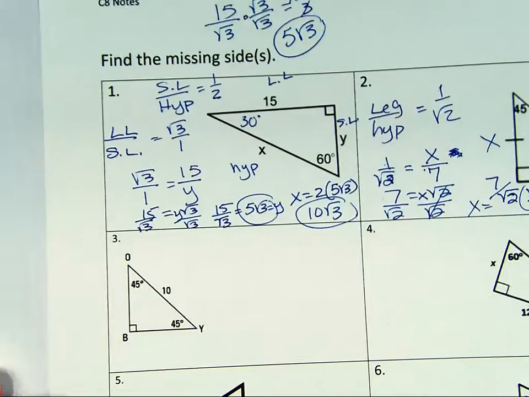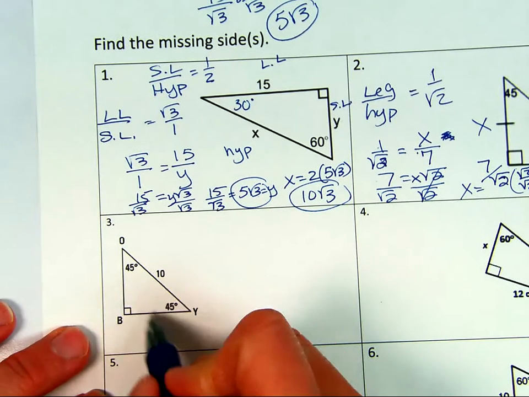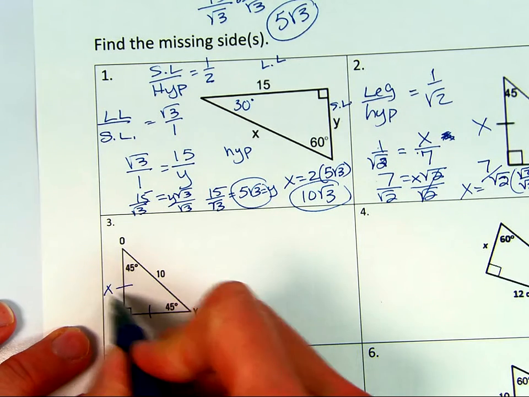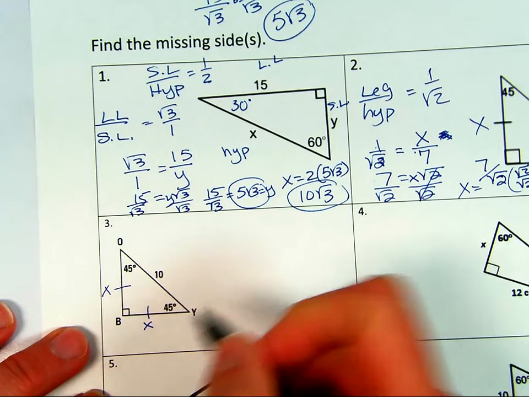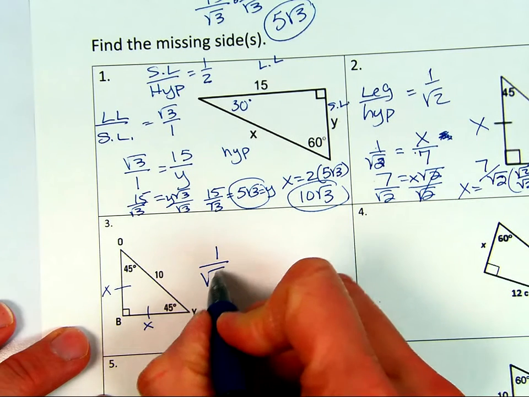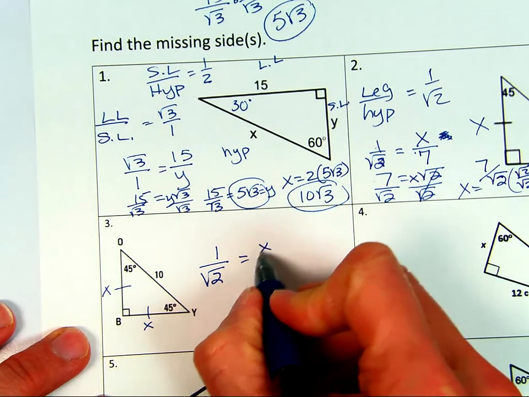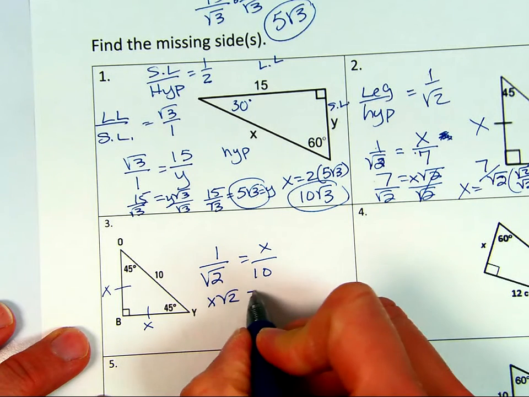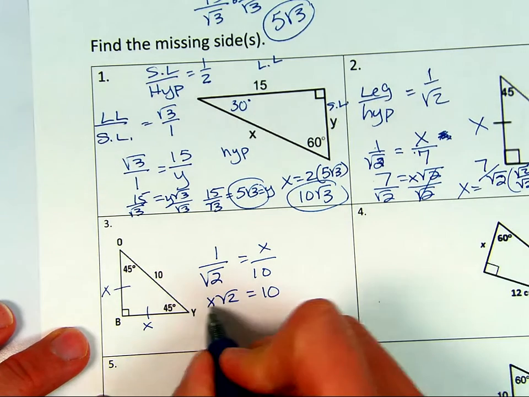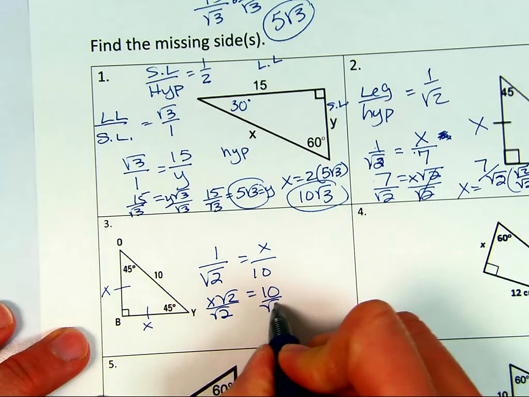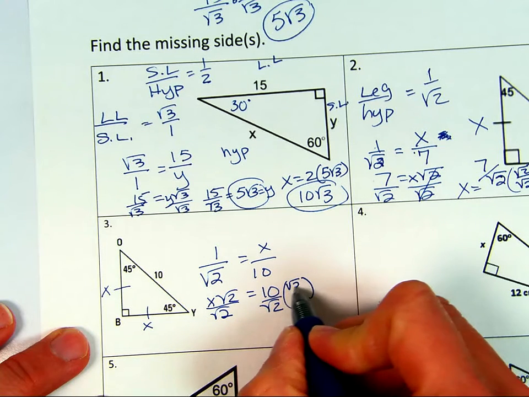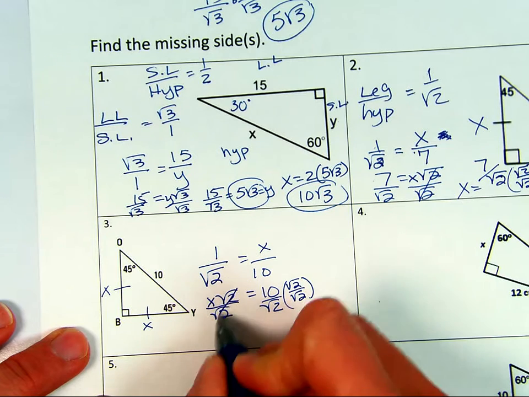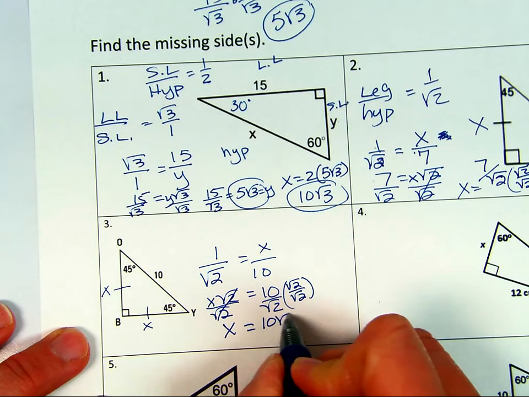Okay, try another one. Again, I've got an isosceles right triangle, a 45, 45, 90 triangle. So that ratio was 1 over the square root of 2 equals x over 10. So when I cross multiply, I get x times the square root of 2 equals 10. When I divide by the square root of 2, I have to rationalize the denominator, so I multiply by 1, but the 1 I choose is whatever that square root is over itself. So x equals 10 square roots of 2 over 2.